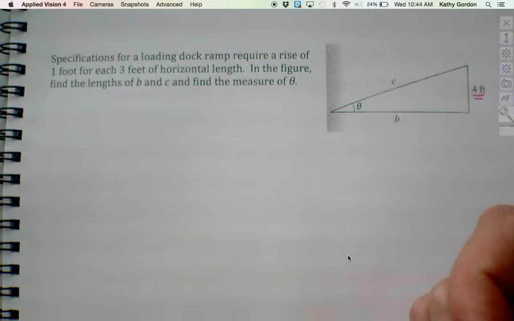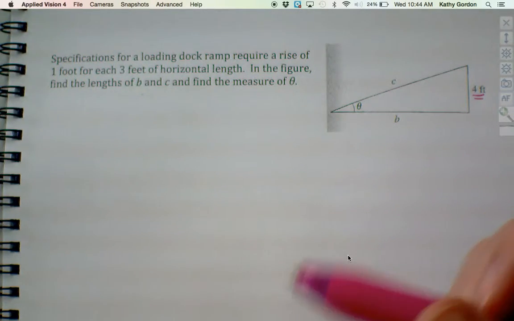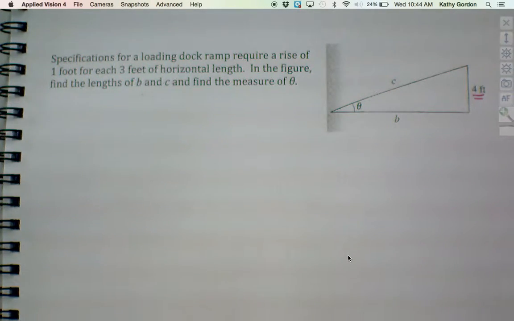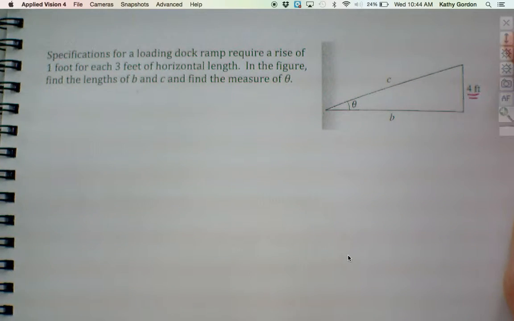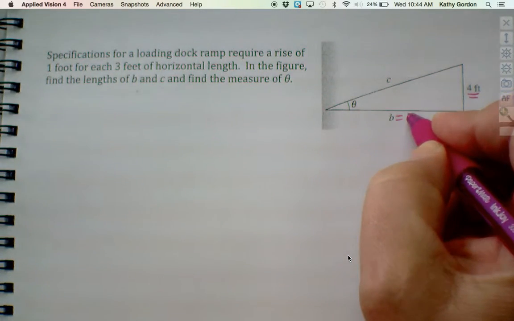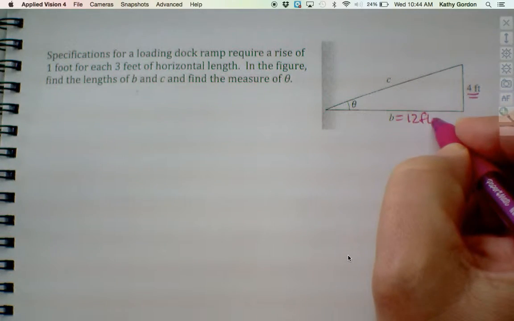So can you figure out any one of those based on our 4-foot height right here? Can you see that? What do you think, Lucy? Okay, and why do you think that one should be 12? Because you would times 3 by 4 since it's 1 foot for every 3 feet of horizontal.